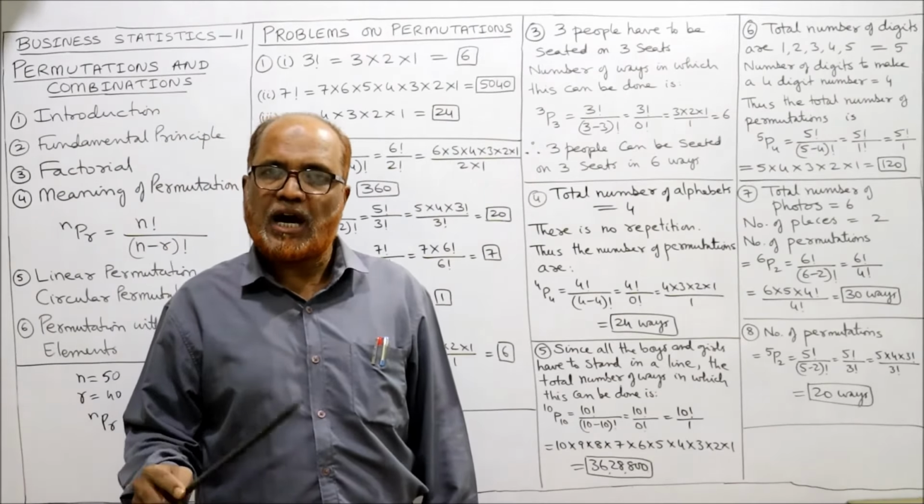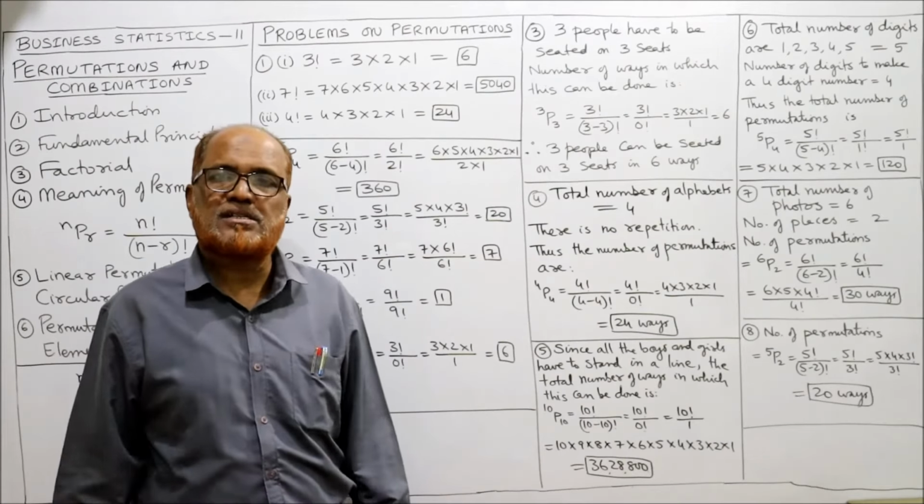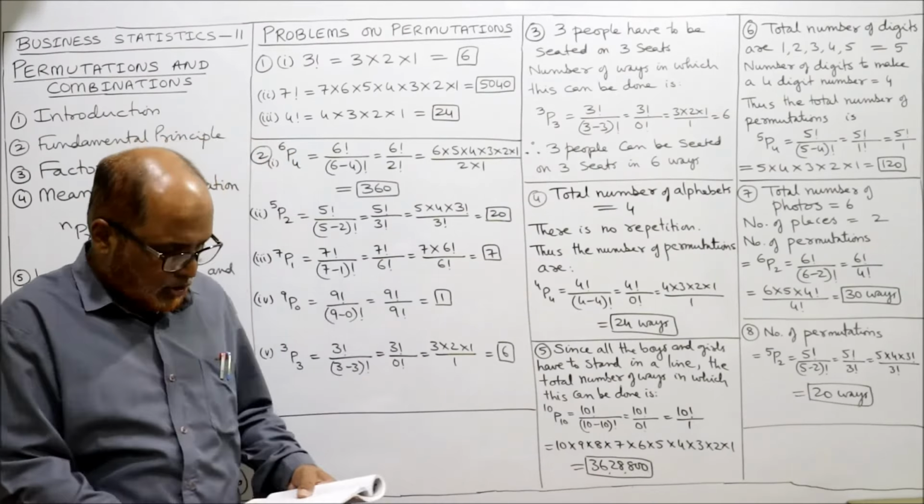See here, 3 people have to be seated on 3 seats. The number of ways in which this can be done is 3P3. So 3 factorial divided by 3 minus 3 factorial. 3 minus 3 is 0 factorial. 0 factorial means 1. 3 into 2 into 1, 6. So 3 people can be seated on 3 seats in 6 different ways. Next, fourth problem. Find the different ways in which the alphabets of the word risk can be arranged. How many ways can we arrange the alphabets of risk?